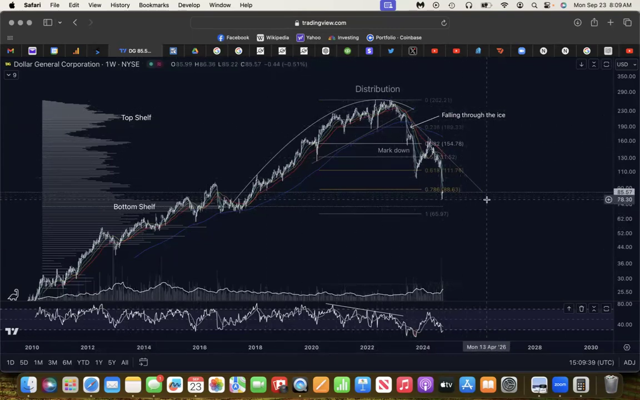If you are long DG and looking to add, I would look for a break in this trend line right here, where it will start its new markup campaign and new uptrend. It's going to accumulate. It could go sideways here for a period of time. It'll reaccumulate probably around these price levels right in here.